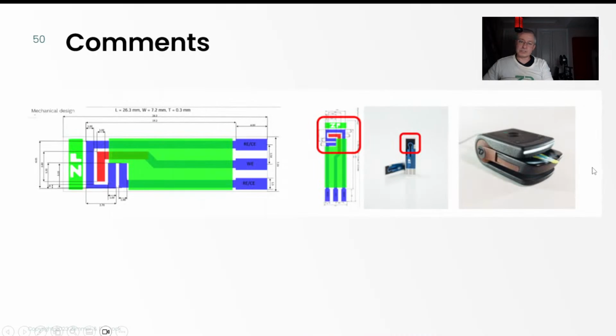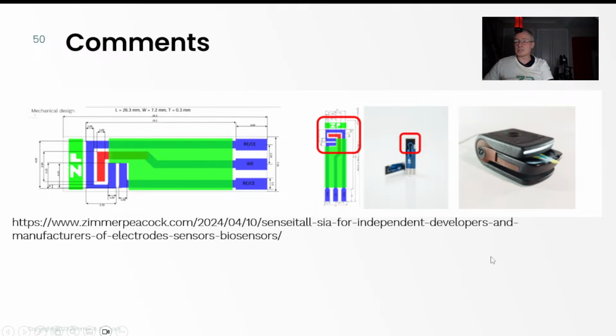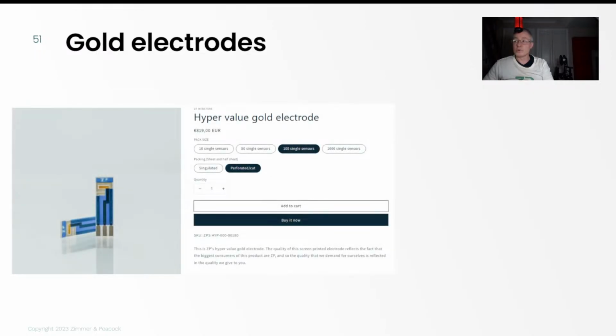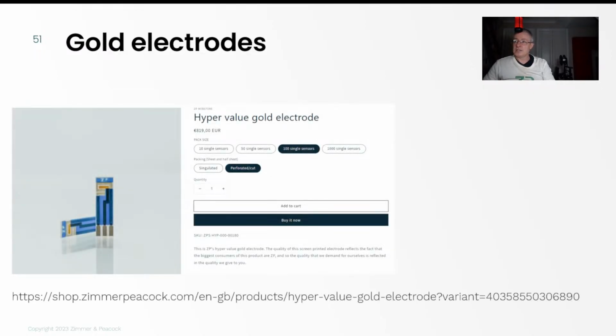Just out of interest, if people need to use a particular electrode, we do have design rules up on the website, so people can use our design rules and design their own electrodes to fit onto the potentiostat. We also have gold electrodes as well. I do understand the desire for gold, but it is an expensive material.